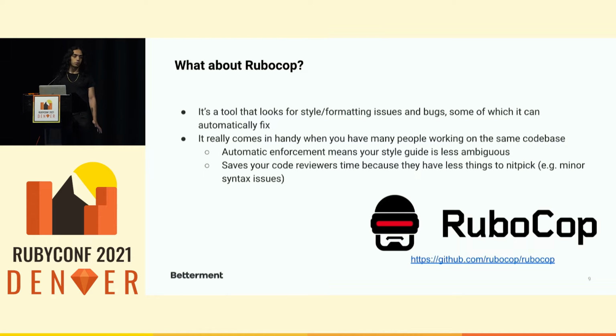So at a high level, Rubocop is used for identifying formatting issues and bugs, a lot of which Rubocop can actually fix entirely automatically. It's an indispensable tool for anyone who works on a Ruby code base, particularly one with many people working on it at the same time. It makes it easy to enforce your style guide and keep your code base very consistent.